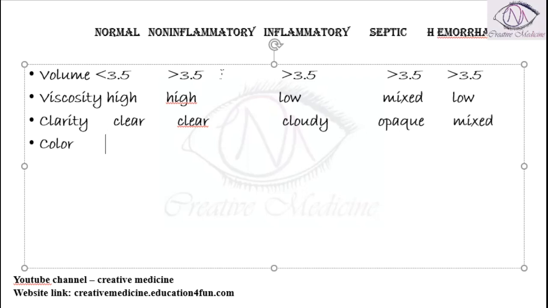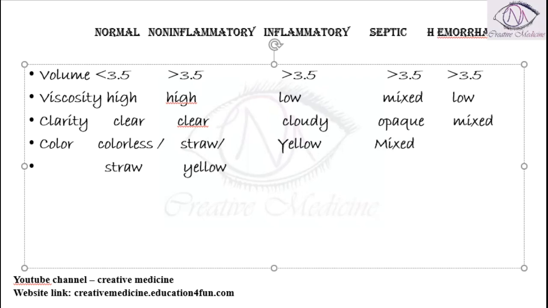The color of normal synovial fluid is either colorless or straw colored. Then the color of non-inflammatory synovial fluid is straw colored or it can be yellow colored, whereas the color of inflammatory synovial fluid is yellow colored. The color of septic synovial fluid is again mixed, whereas hemorrhagic is red colored, because blood is red in color.